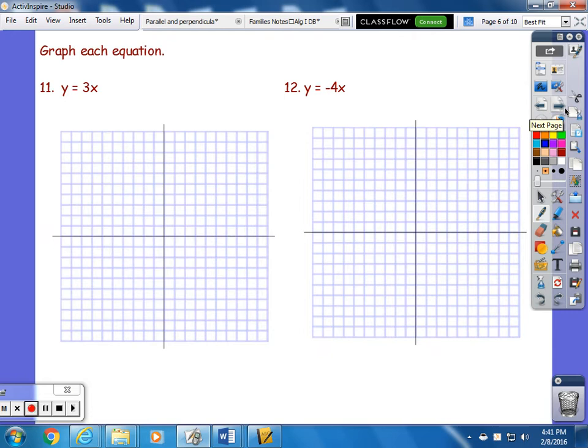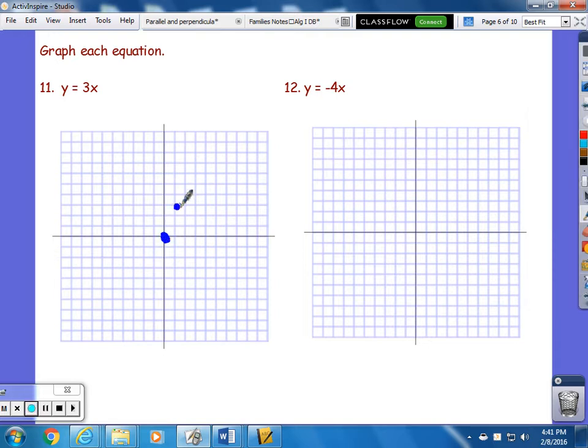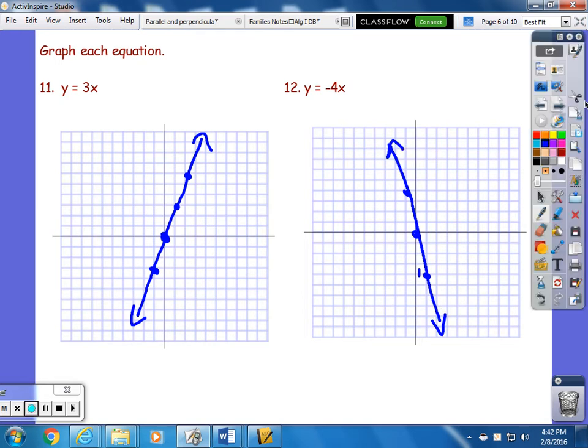To graph each of these, again, where is the y-intercept? In a direct variation, always, always, always, it is the origin. 1, 2, 3, 1. Y equals 3x. Here, y equals -4x. Of course, we're going to end up with a negative slope. And that's it. So direct variation, very easy. Y equals kx, and it always goes through the origin.